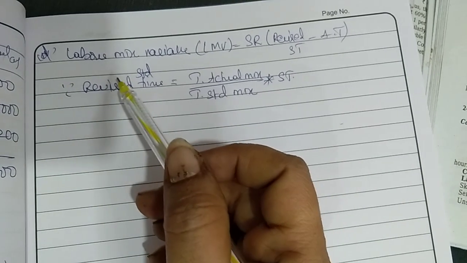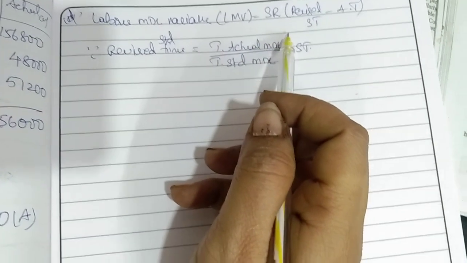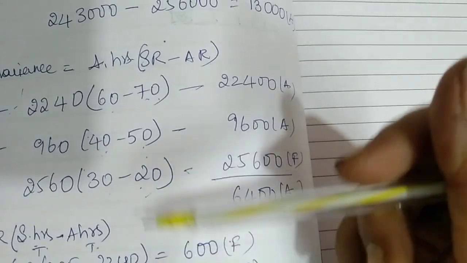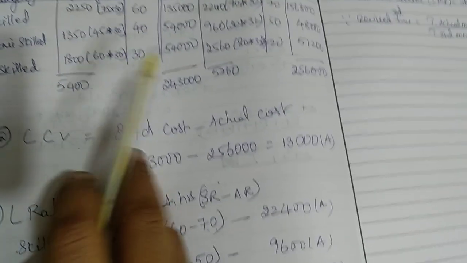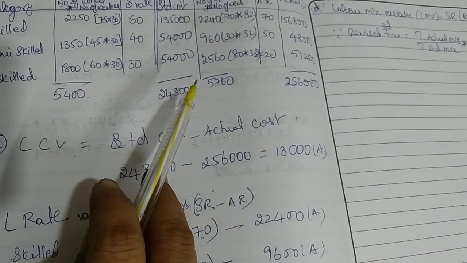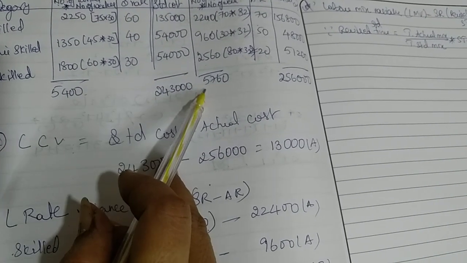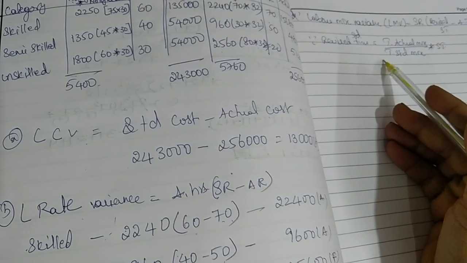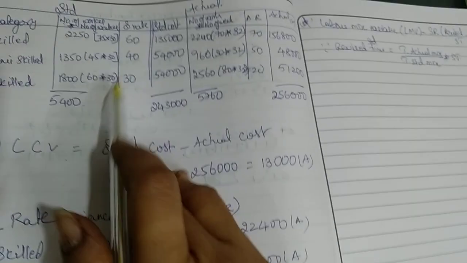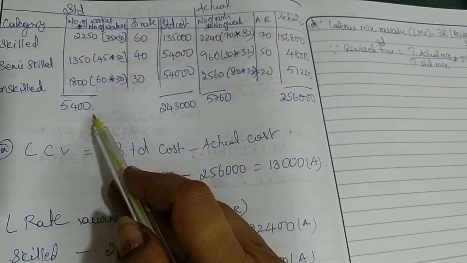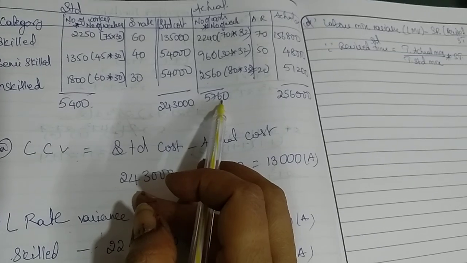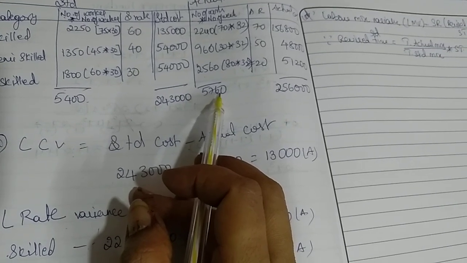Now the next one we are going to find out is labor mix variance. Why do I have to find out mix variance? Can't I go with this one only? It is necessary when, in the labor variance, the time or the hours are unequal, then the mix variance must be found. So here the standard time is 5400, whereas the actual time is 5760.